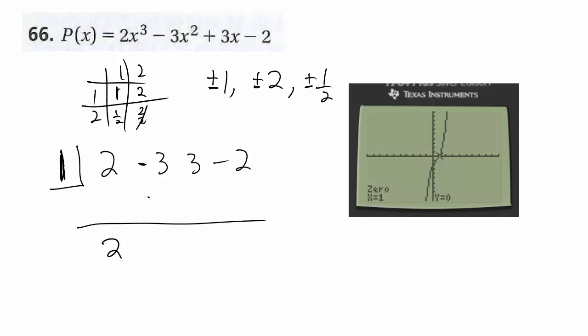Use synthetic division here. 1 times 2 is 2. Add these, -1. -1 times 1 is -1. Add these, you get +2. +1 times 2 is 2. You get a remainder of 0.